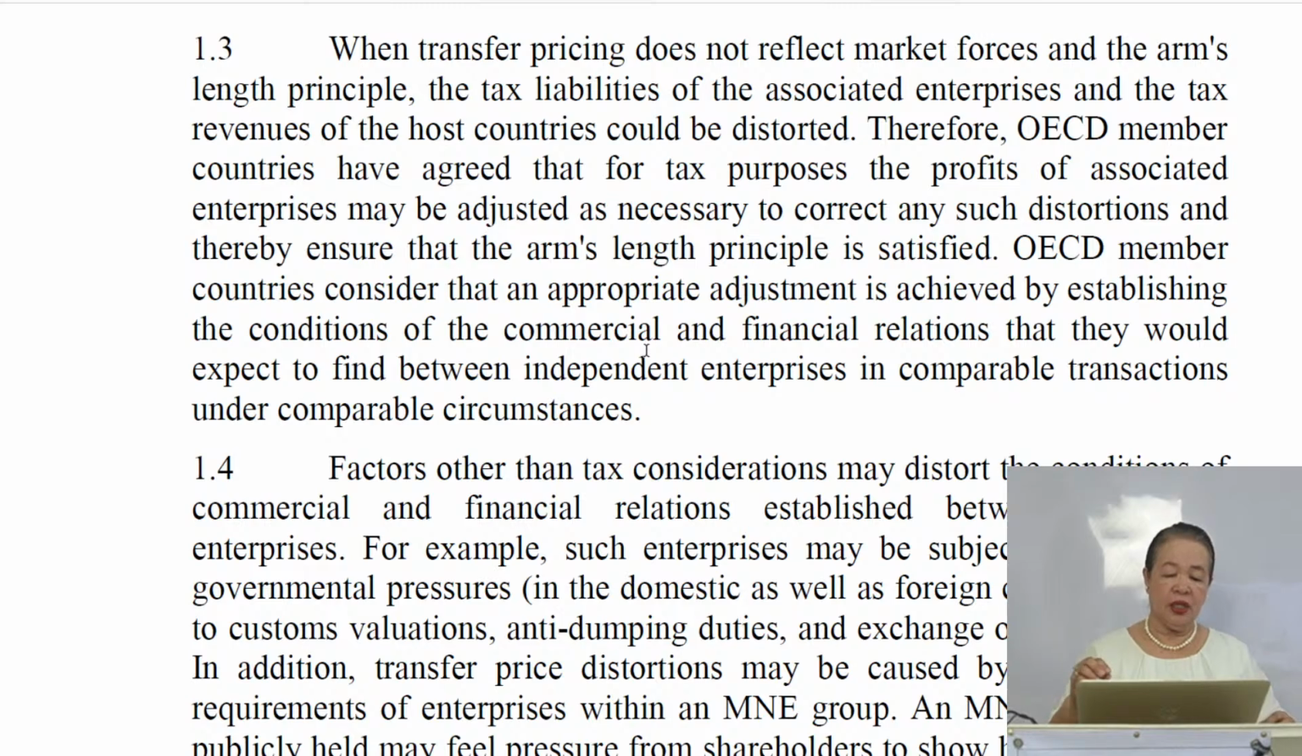In addition, transfer price distortion may be caused by cash flow. That can be another cause: the cash flow requirements of enterprises within an MNE group.